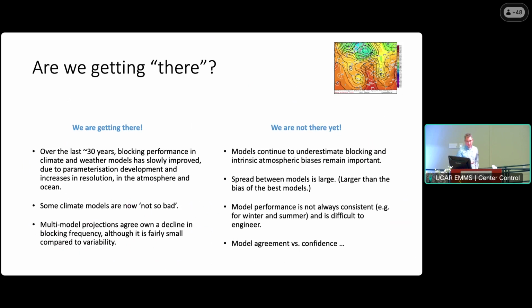I think we have seen some examples telling us that we are not there yet. So models continue to underestimate blocking, and intrinsic atmosphere biases are part of that. Spread between models is very large. And model performance is not always consistent. So I showed this example for winter and summer performance of the same models, and it's very difficult to engineer a priori. So the best modeling centers putting together all the best ingredients may not have perfect blocking, even to this day. And then there's a whole point, I'm not sure I've come to something very sensible to say about this, but we are seeing this model agreement, but does it really give us confidence in view of all these issues? And yeah, that's the end of the talk.